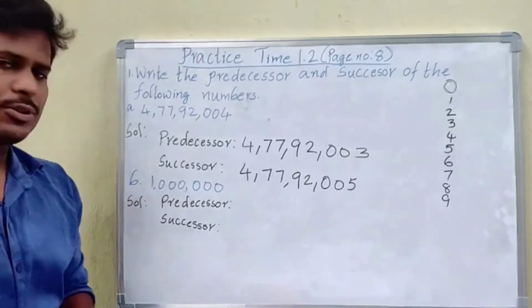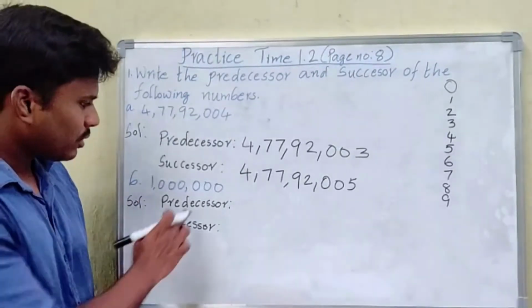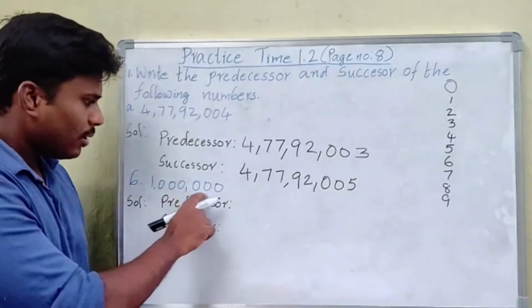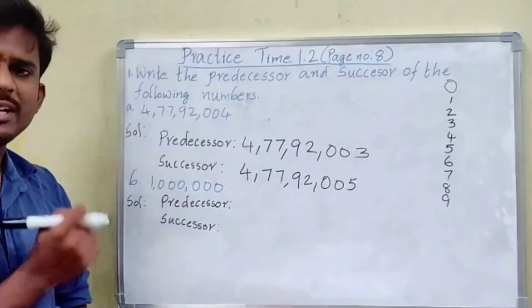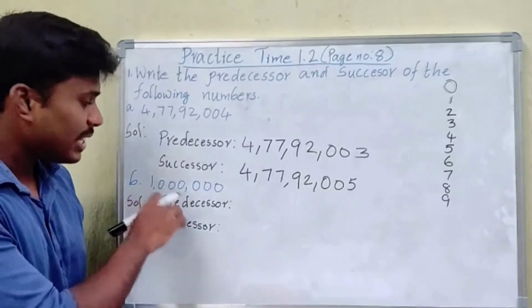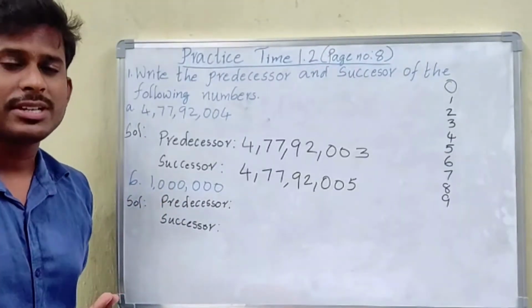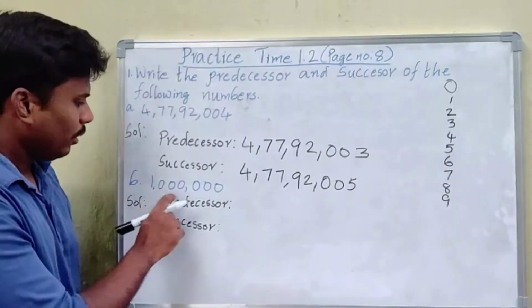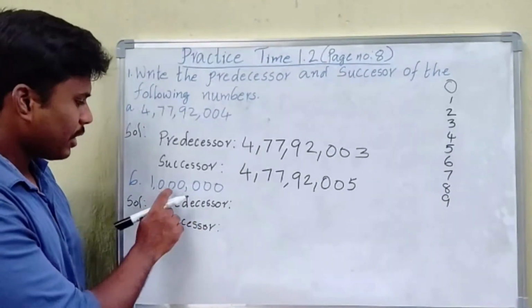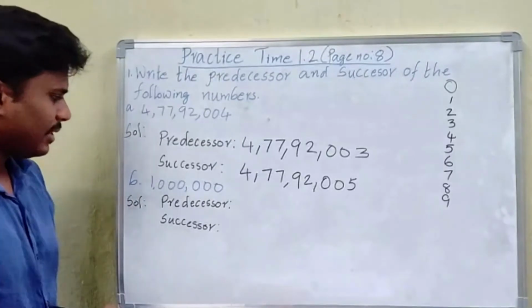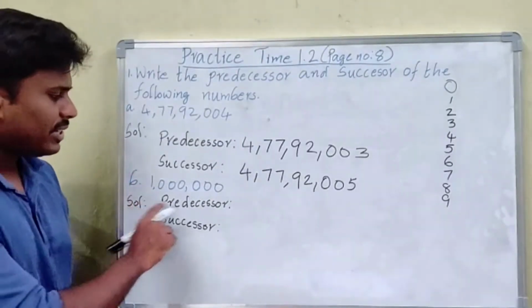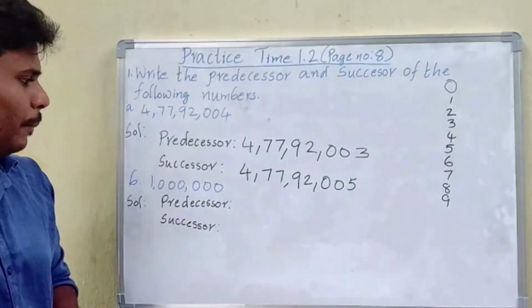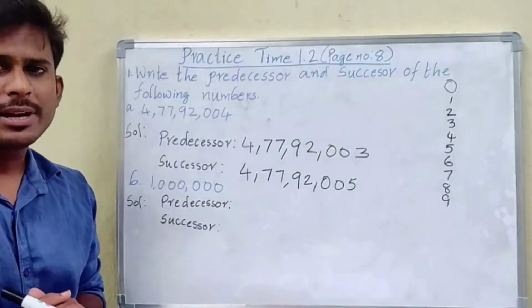Now go for the second question, B. So see the periods here. Ones period is common in both Indian system as well as International system. See here 3 places are there. So which system it is? It is International System of Numeration. So ones period, thousands period, millions period. So this number is read as 1 million. Now we have to write the predecessor of this 1 million.